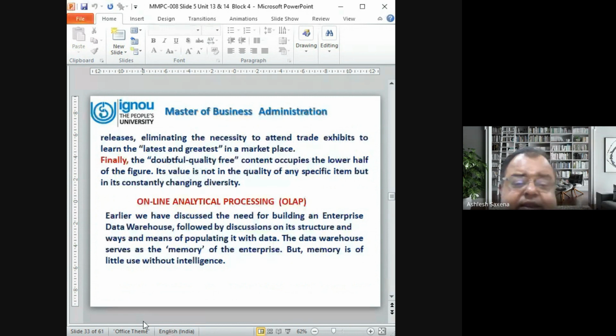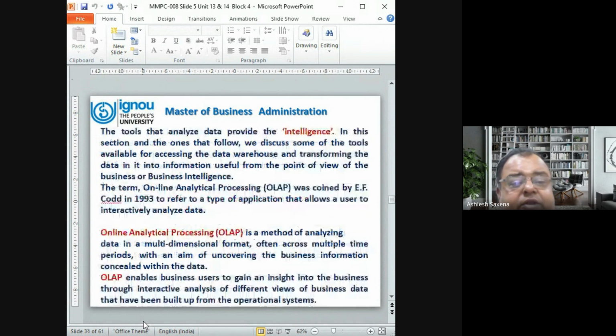Earlier we have discussed the need for building an enterprise data warehouse, followed by a discussion on its structure and ways and means of populating it with data. The data warehouse serves as a memory to the enterprise, but memory is of little use without intelligence. The tools that analyze data provide the intelligence. In this section and the one that follows, we discuss some of the tools available for accessing the data warehouse and transforming the data into information useful from the point of view of the business, or business intelligence.